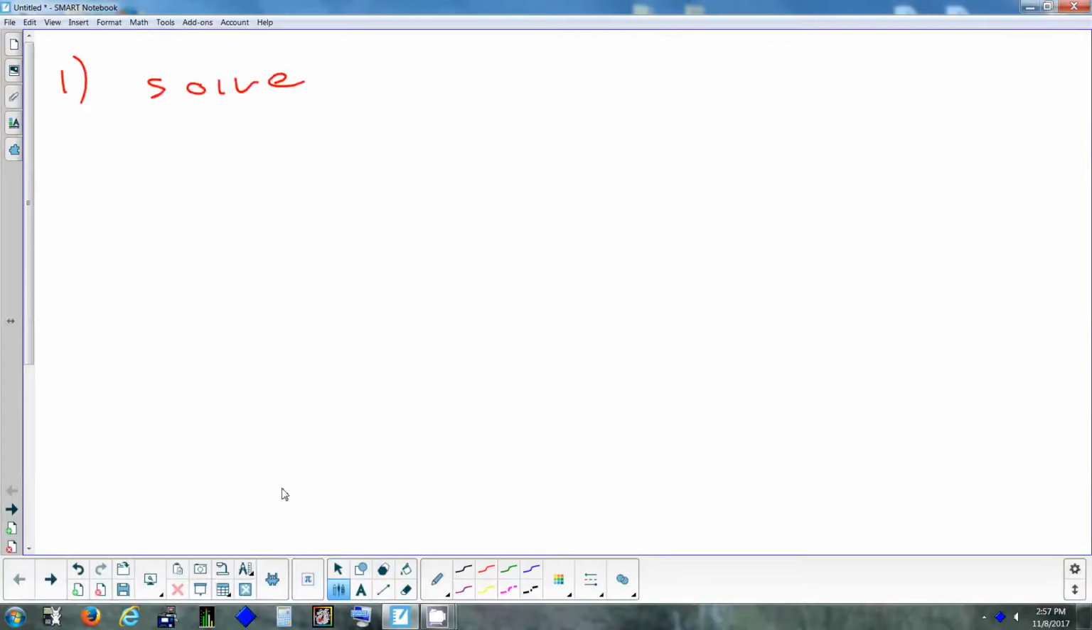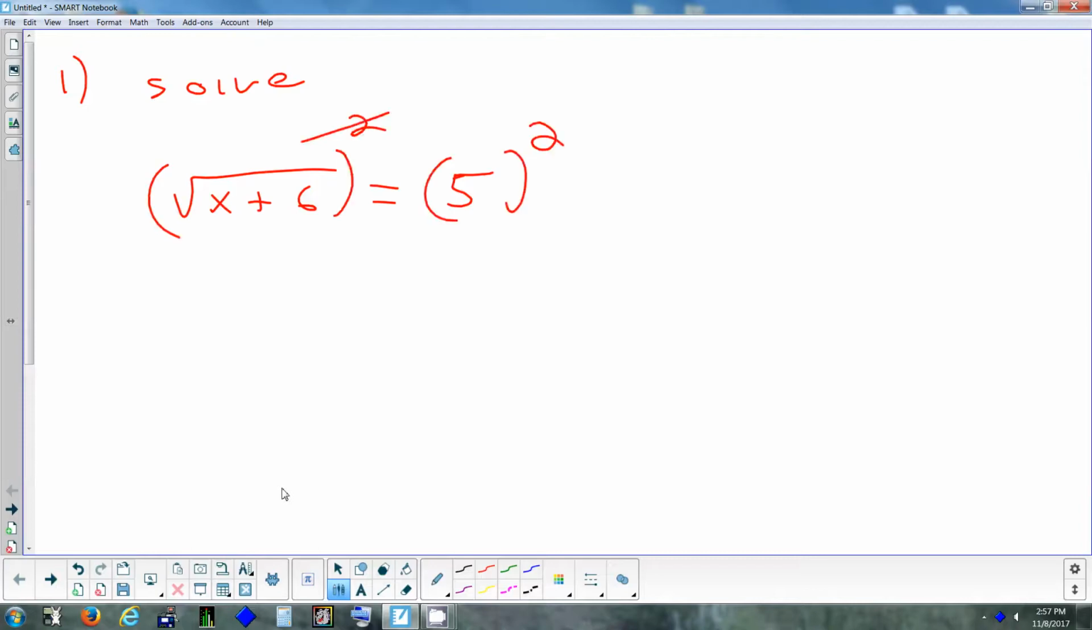Okay, so let's say we had square root of x plus 6 equals 5. Okay, so generally the goal when you have a square root equation is to get the root by itself. In this case it already is. So what would we have to do to both sides? Yep. Square both sides. Square and square root cancel.